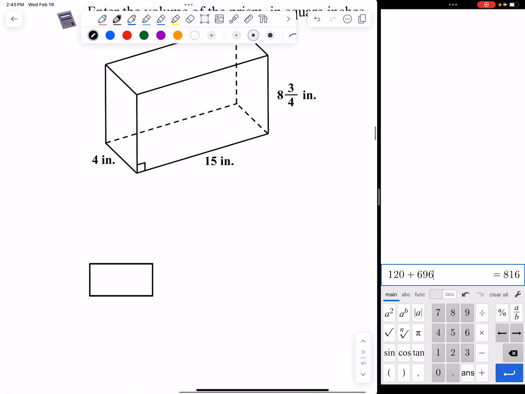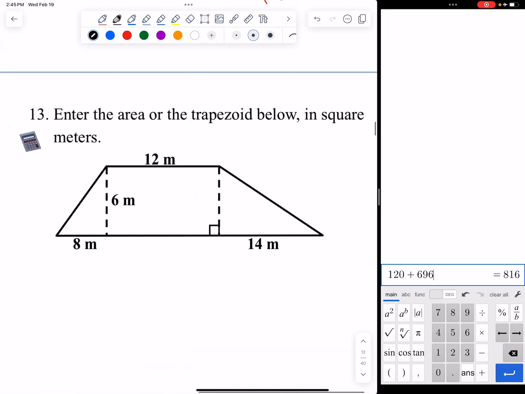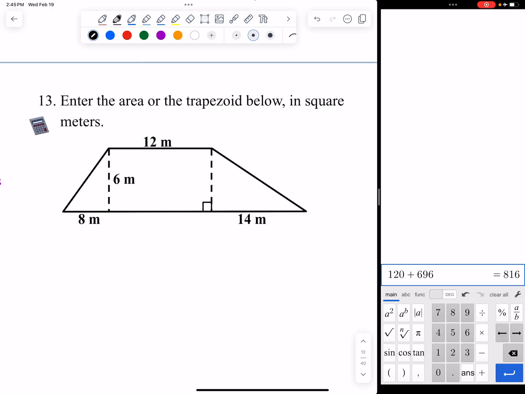It looks like we got 2 left. Yay. So enter the area of the trapezoid. Again, do you guys remember what the area of a trapezoid is? It's hard, right? Even for high school kids. But do you see how they split it up for you? In this case, you got two triangles and a rectangle. Really, really nice. So all we got to do is break it up.